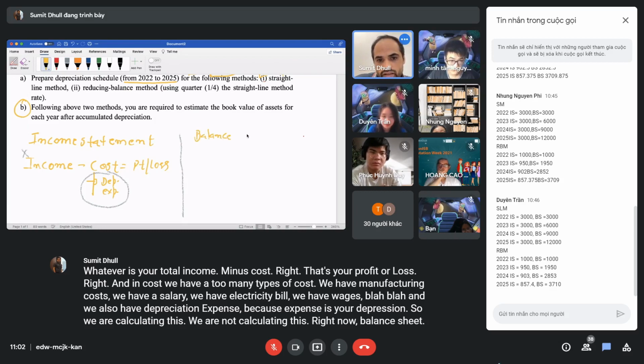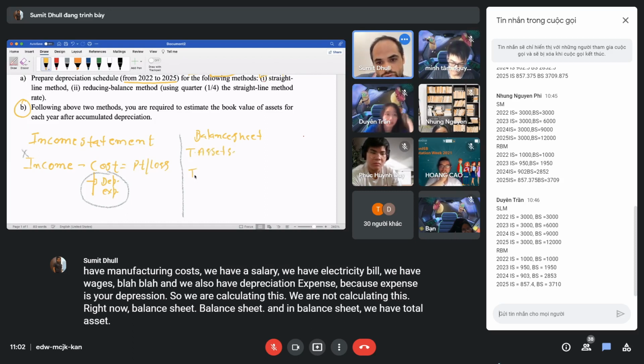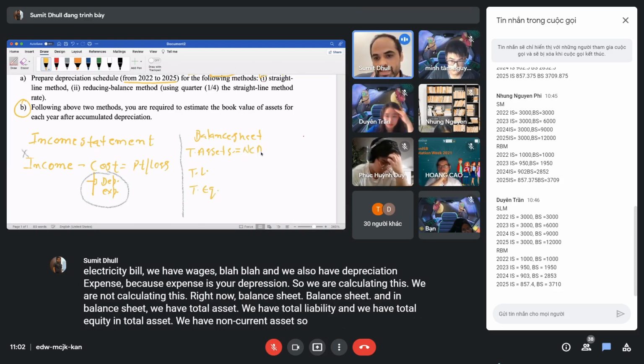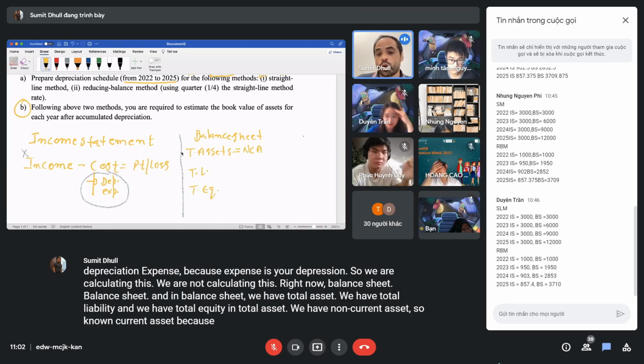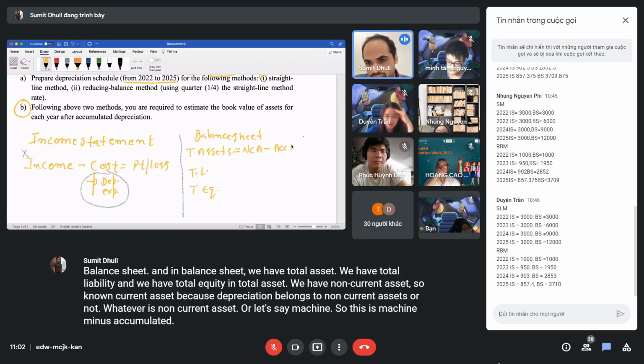Balance sheet. In the balance sheet, we have total asset, total liability, and total equity. In total asset, we have non-current asset, because depreciation belongs to non-current asset. So whatever is non-current asset, or let's say machine, this is machine minus accumulated depreciation, because depreciation reduces the value of the asset.